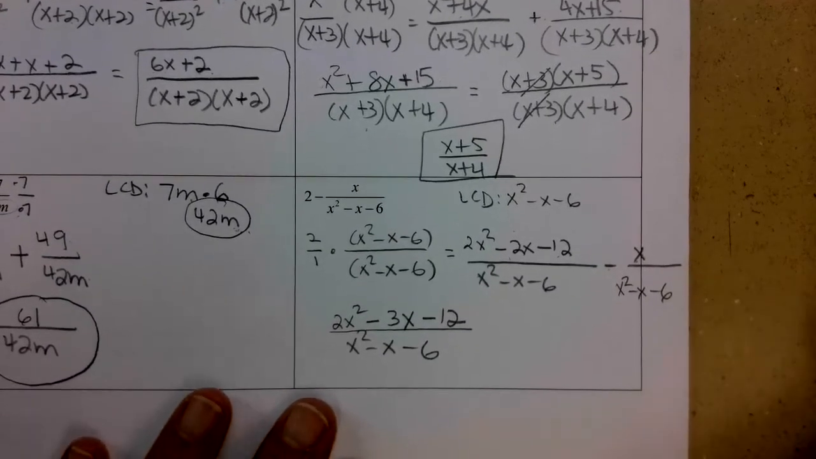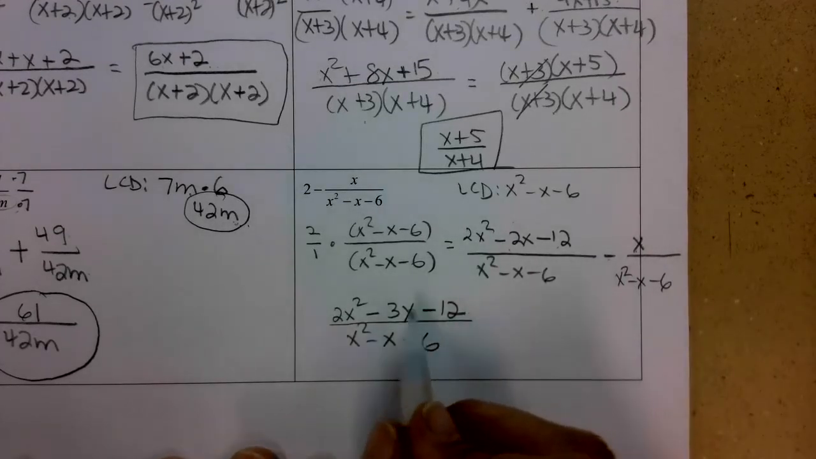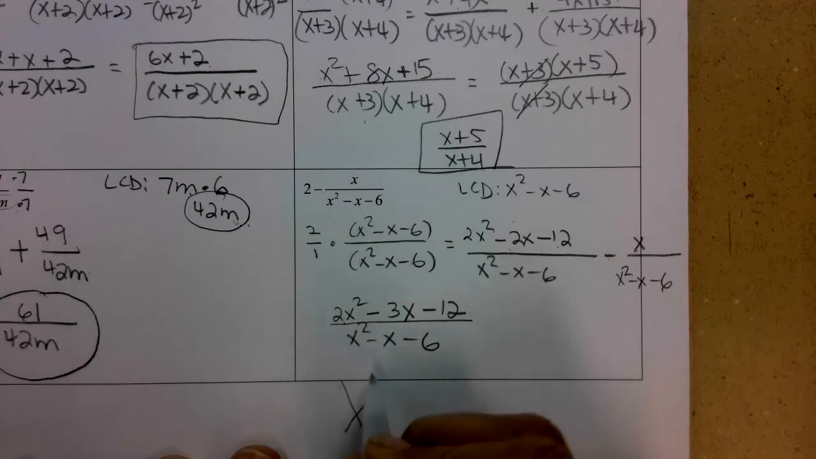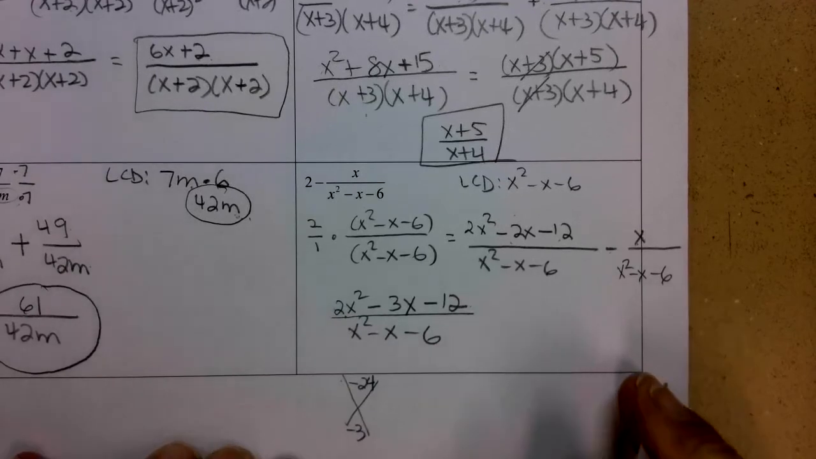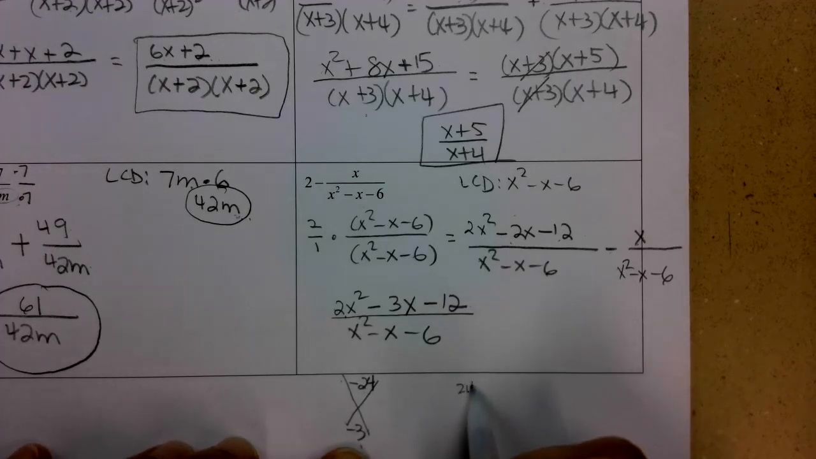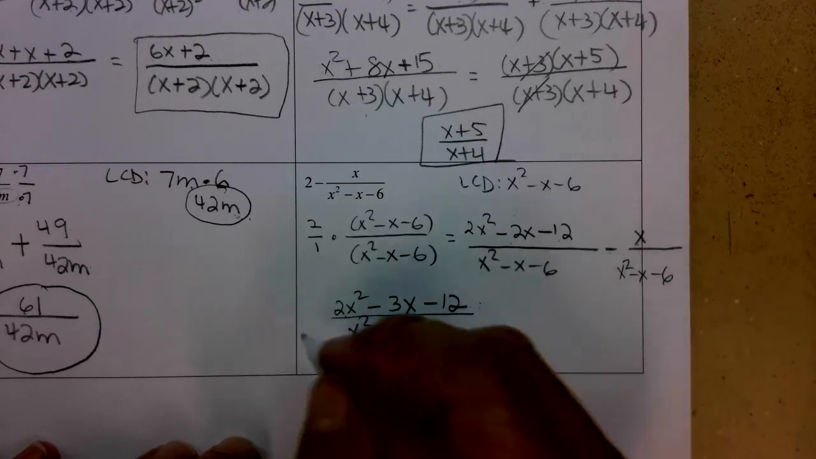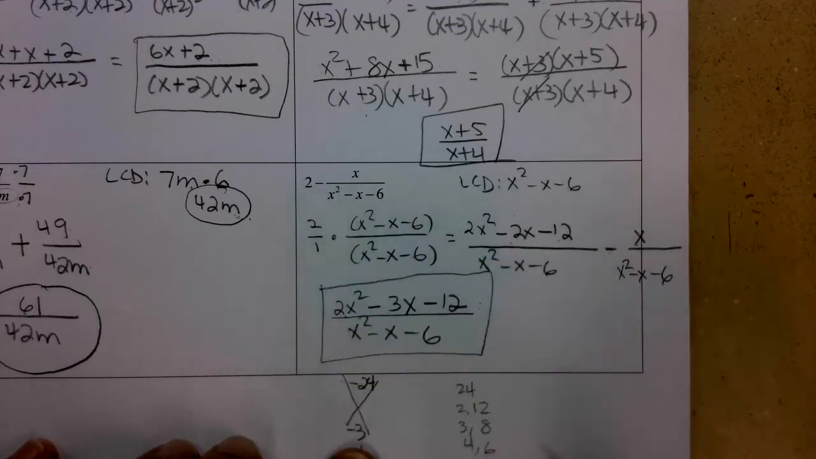Well, I'm not sure if that's going to factor or not. It might. I'm just a little bit worried that it does. So 2 times 12, negative 24 and negative 3. I'm just going to do my little check down here. Is there a pair of numbers that will multiply to negative 24 and add to negative 3? So my factors of 24: 2 and 12, 3 and 8, 4 and 6. No, okay, good. It doesn't factor. So since the numerator does not factor, I can't reduce, so I can stop.